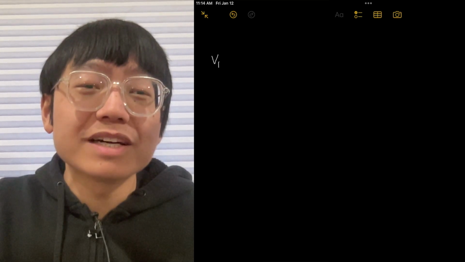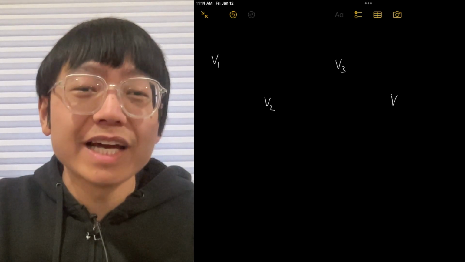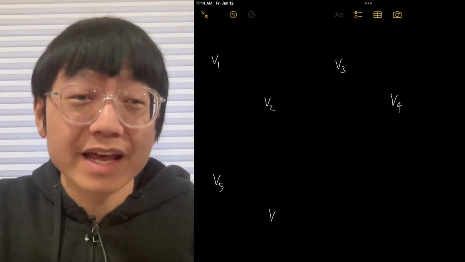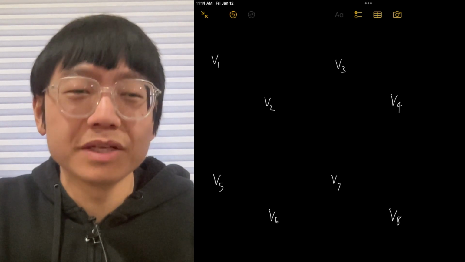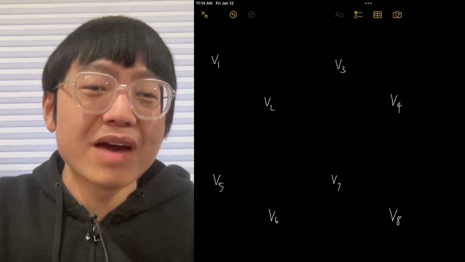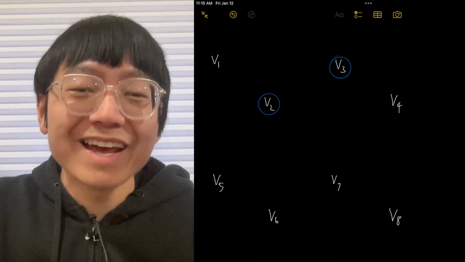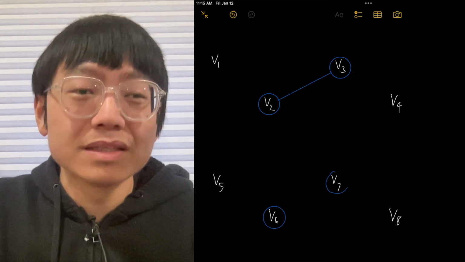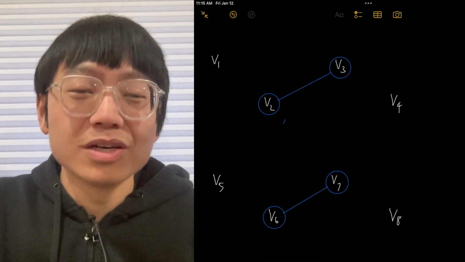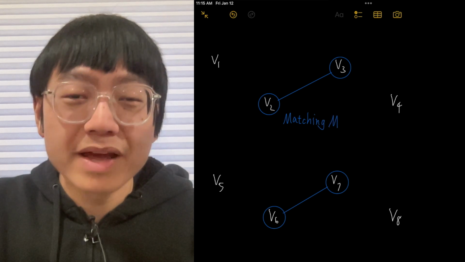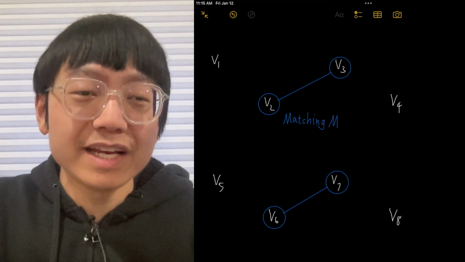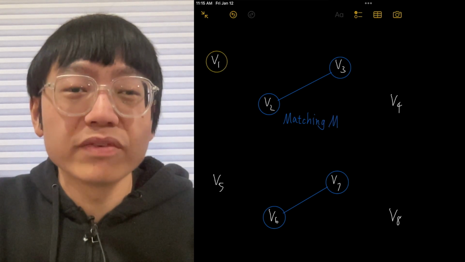Let's try to illustrate a matching M in a graph G and two vertex disjoint M augmenting paths P1 and P2. So first, we have the current matching M, which are the edges V2, V3, and V6, V7, and we have the first M augmenting path P1, which are the edges V1, V2, and V3, V4.